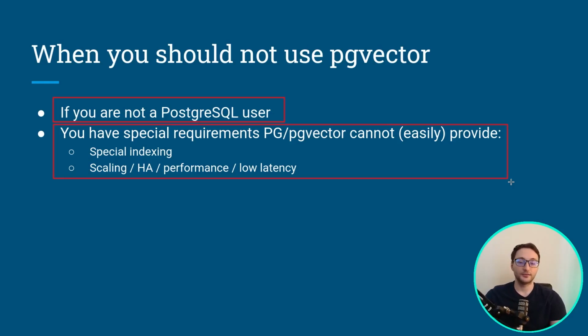The other use case would be if you need some special indexing, like some very special vector indexing, or hybrid indexing methods that are not available in pgvector, and they are available in other specialized vector databases. So if you need one of those special indexing methods, then you might want to use a vector database, not pgvector.